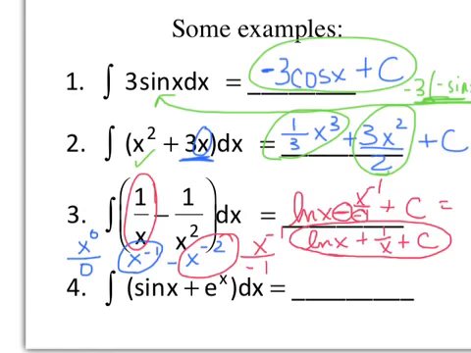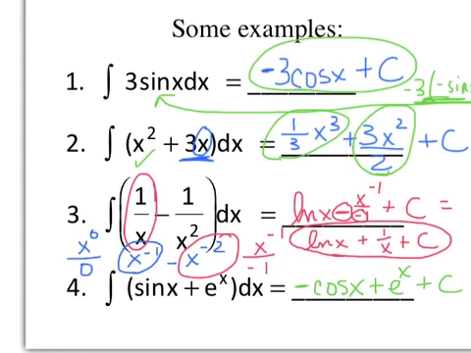And the integral of sine x, once again, you have a plus sign there, so you're just going to integrate each separate little part. The integral of sine x is negative cosine x. Once again, take the derivative of this, and it will be sine x. And the derivative of e to the x is e to the x, plus a constant.